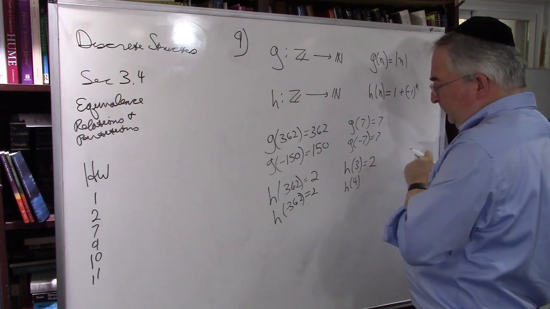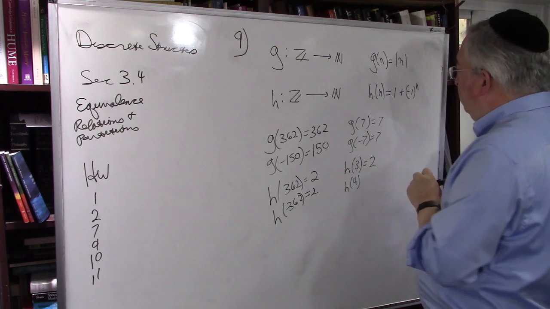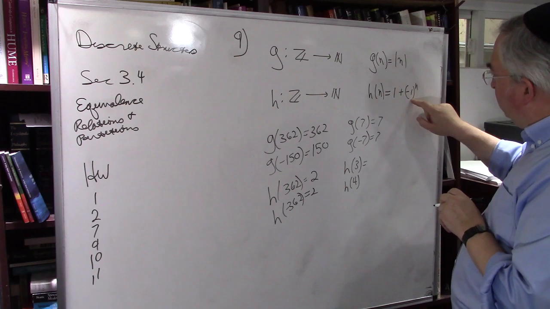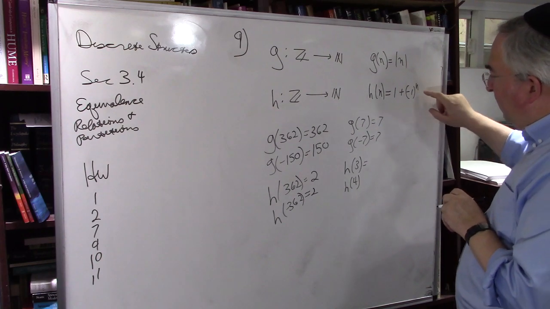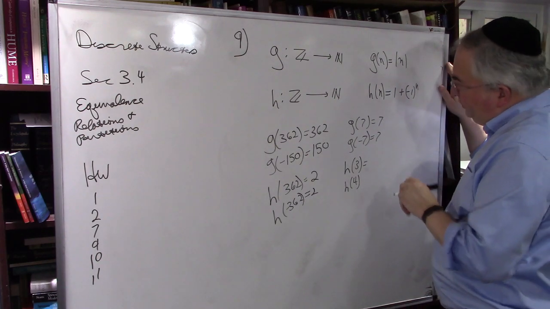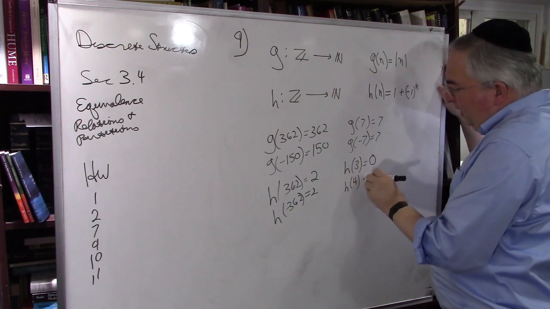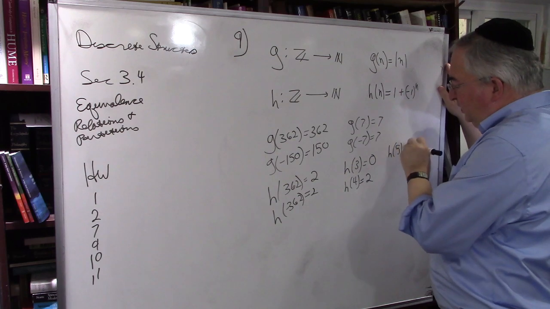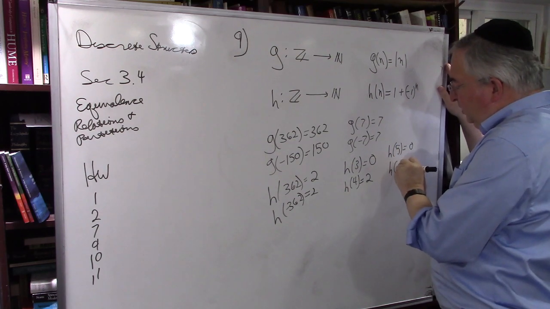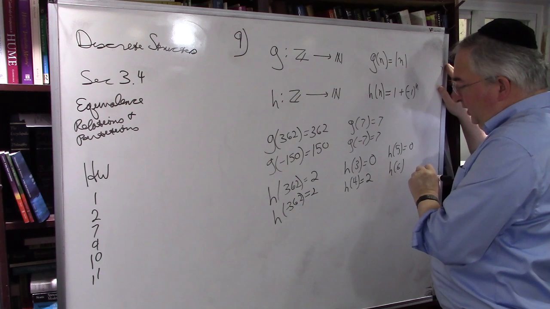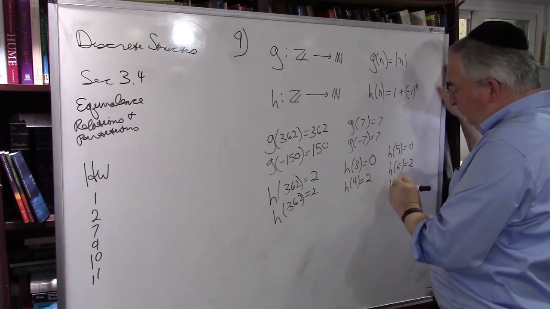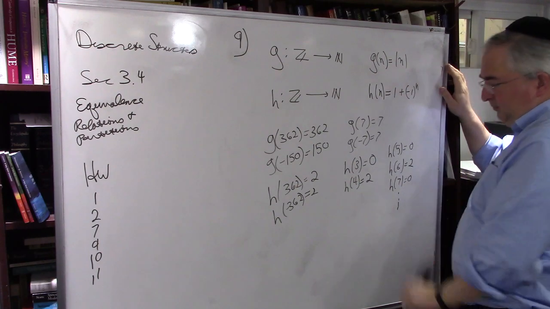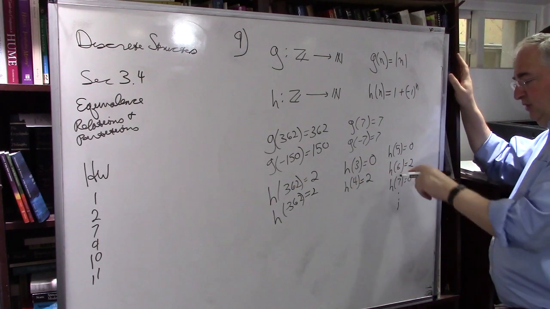Nope, that's wrong. (-1) to the third power is minus 1. So 1 plus minus 1 is 0. h of 4 is equal to 2. h of 5 is equal to 0. h of 6 is equal to 2. h of 7 is equal to 0. Dot, dot, dot. Okay, we see a pattern here: 0, 2, 0, 2, 0, 2.